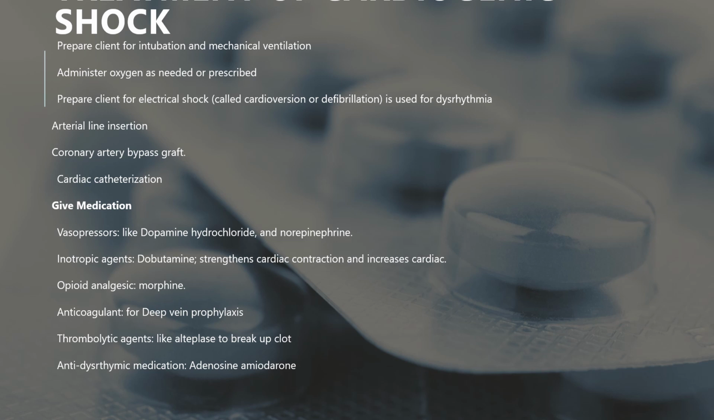We also use anticoagulants for deep vein prophylaxis. This will help us to prevent deep vein thrombosis. We also give thrombolytic agents like alteplase, which will help us break up clots. We also use anti-dysrhythmia medication like adenosine and amiodarone. We have to watch out for bradycardia and hypotension when giving this medication.